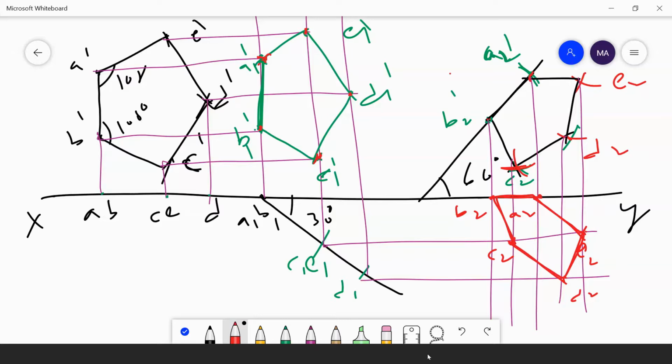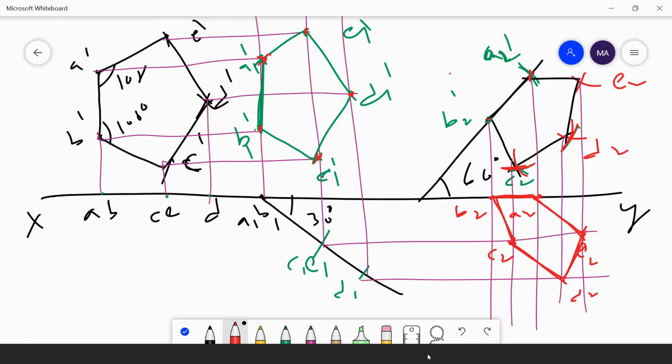Next, I am taking B1 dash D1 dash as a radius on the compass, B2 dash as a center, and drawing one arc. I'm again taking A1 dash B1 dash as a radius, A2 dash as a center, cutting this arc. I will get a D2 point.